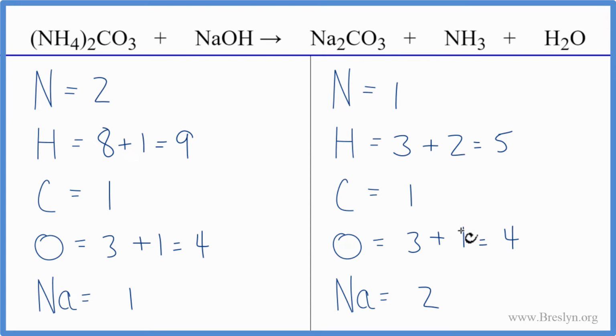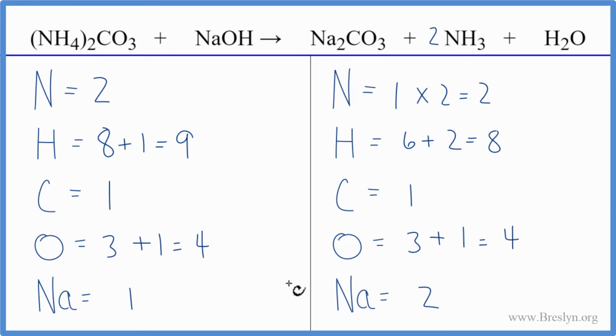Let's see what we can do. We'll leave the hydrogens and oxygens till last. That's a good strategy. Let's fix the nitrogens first, because we could just put a 2 here, 1 times 2. That would balance those. Then the hydrogens, we'll need to update those. We have 3 times 2, that's 6, plus these 2 right here. So now we have 8 hydrogen atoms.